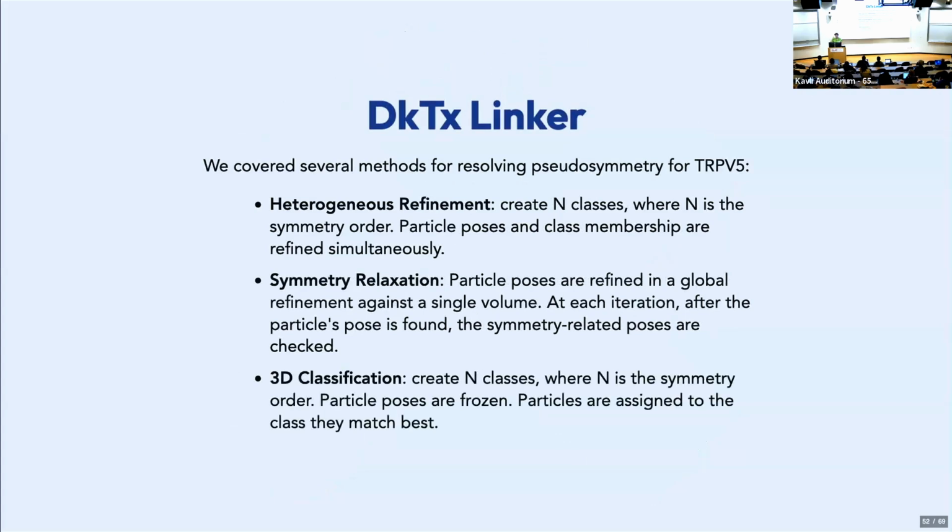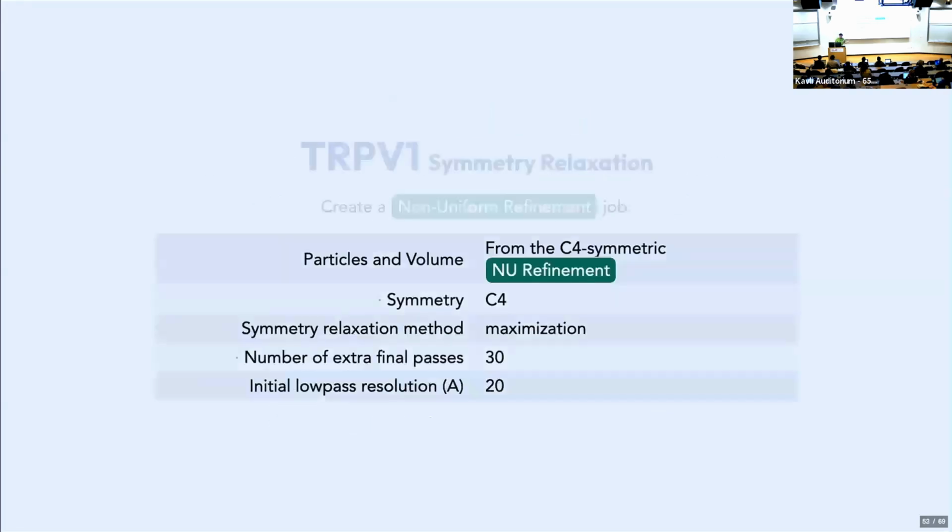And then finally, we did 3D classification, where we basically split out the two orientations, which again are not a real thing in the particle. It's just about how we've aligned the particles. And then align those maps, put them back together. Heterogeneous refinement didn't work very well, so I'm just going to skip that one, right? So we're just going to talk about symmetry relaxation and 3D classification for this target now, okay?